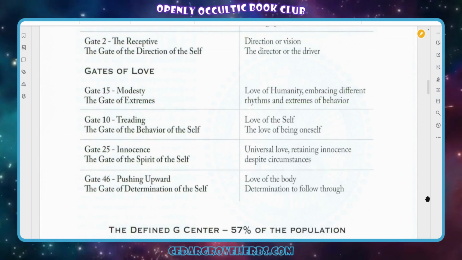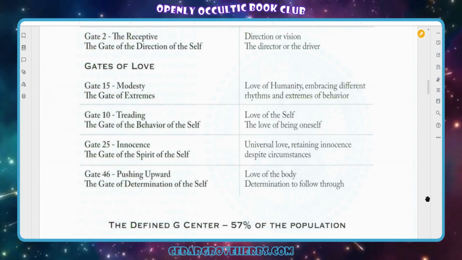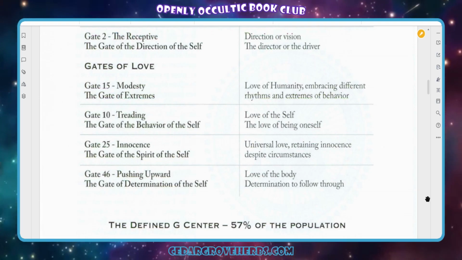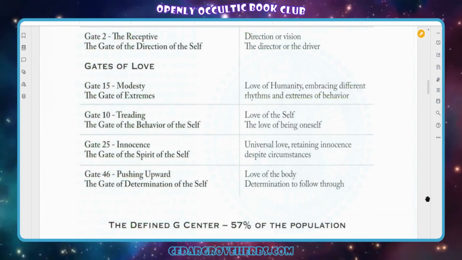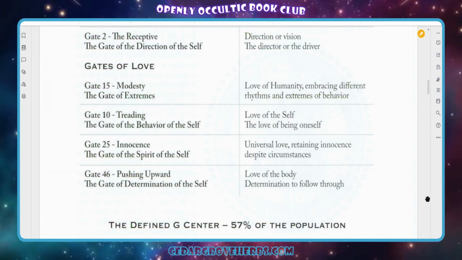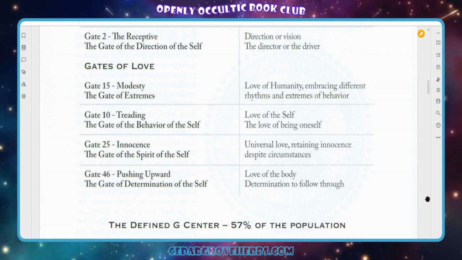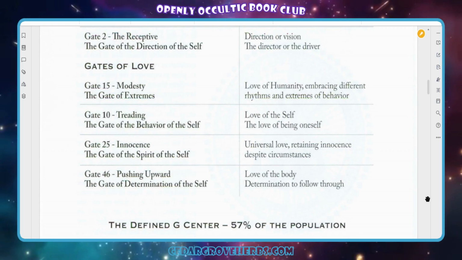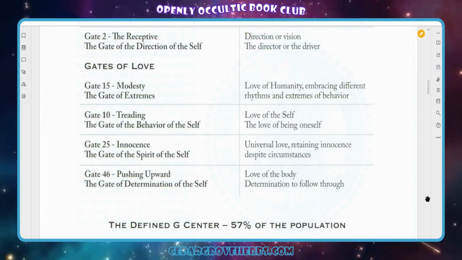And now, gates of love. Gate 15, modesty, the gate of extremes, love of humanity, embracing different rhythms and extremes of behavior. Gate 10, treading, the gate of the behavior of the self, love of the self, the love of being oneself. Gate 25, innocence, the gate of the spirit of the self, universal love, retaining innocence despite circumstances. Gate 46, pushing upward, the gate of determination of the self, love of the body, determination to follow through.